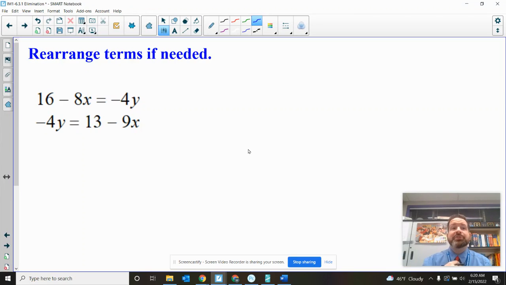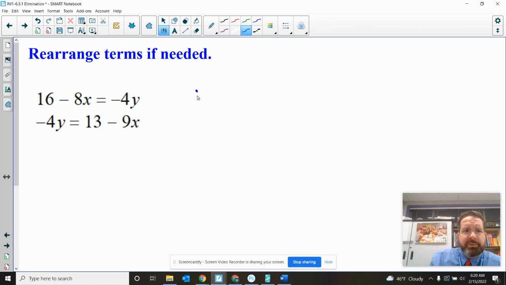Sometimes your equations are not written in a form that is helpful. Like these, for example. In order to eliminate, I want my x's, my y's, and constant numbers lined up on top of each other, and that's not what we have right now. So we're going to rearrange the terms to get them in that standard form, meaning ax plus by equals c.